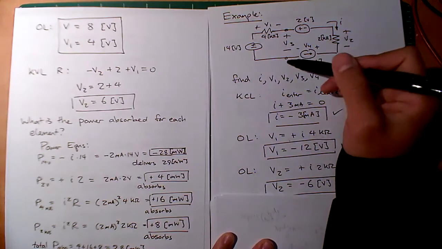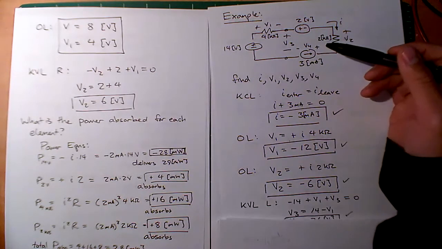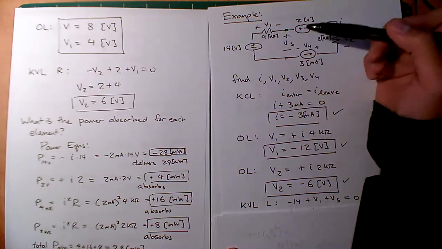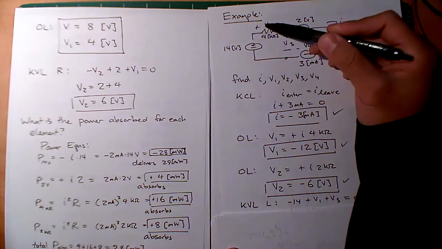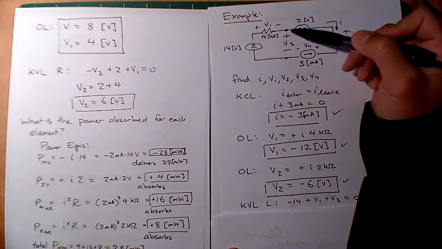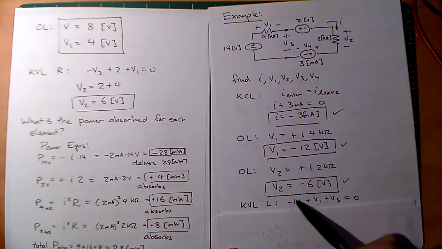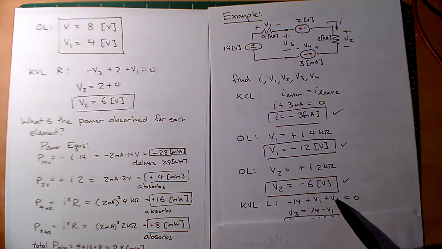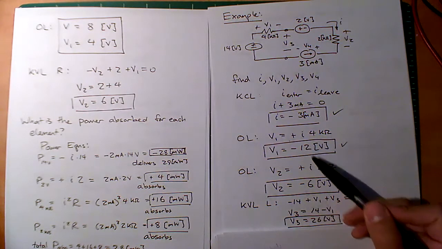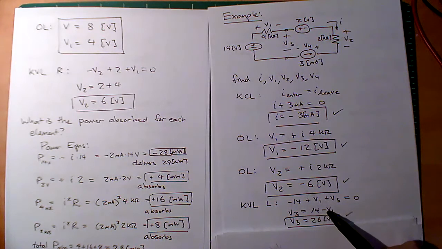So the next one is probably a KVL around everything to find V4. Or, maybe in my solution, I did a KVL here. That's valid too. So if we do a KVL here, it looks like I have V1, 14, and V3. Let's do it. Minus 14 plus V1 plus V3 equals zero. That's what I have written. And because I already know V1, I can solve for V3. V3 is going to be positive 14 minus V1, and I get 26 because V1 is negative 12. So 14 minus negative 12 becomes positive 26 volts.